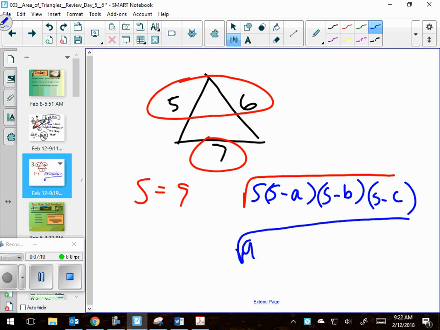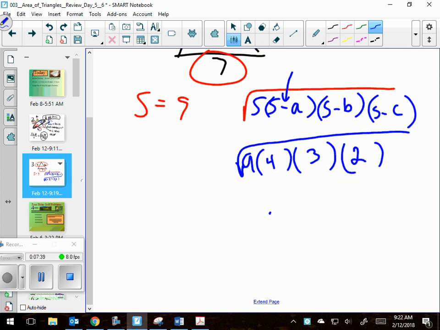9. Semi-perimeter is 9. Times, help me out. Doesn't matter what order, so. S minus 5, which would be 9 minus 5, which would be 4. Okay. And then 9 minus 6, which would be 3, and then 9 minus 7, which would be 2. And then you can do this in any order you want, but you're going to multiply that all out. Help me, save me some time. Square root of what? 216?